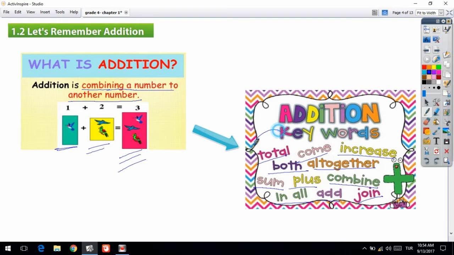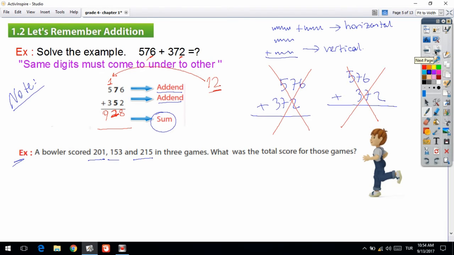Here is written total. Now let's turn to the question. What was the total score for those games? Total. What do I do? Total is about addition. Because of it, I will use the addition operation. I will write these numbers in vertical form. 201, and then be careful because you write the same digits under the other. 153 and 215. Now let's add them.